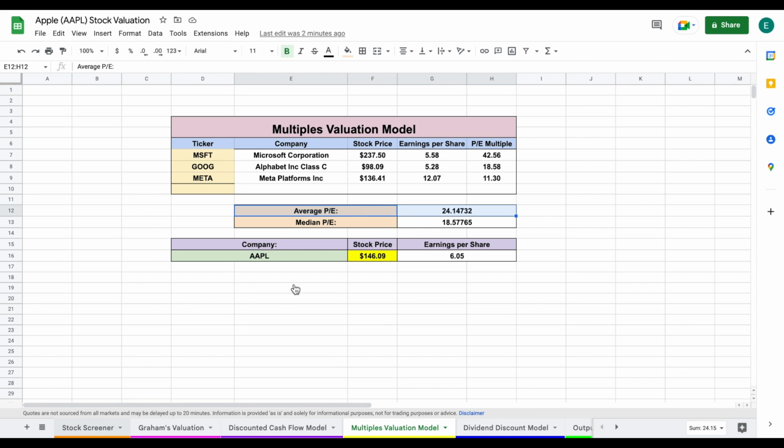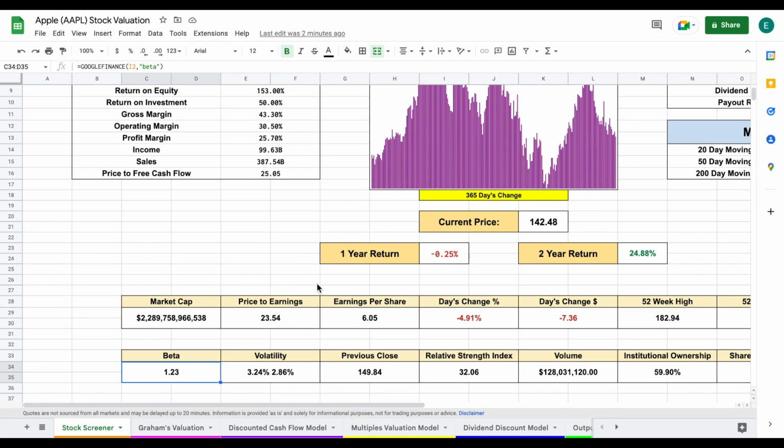We jump over to our stock screener. We can see if we scroll down, Apple is very close to that level, which leads to a pretty close intrinsic value to its current trading price.